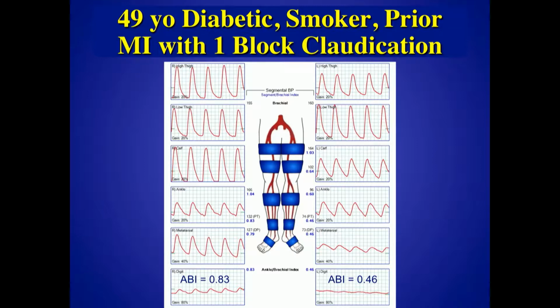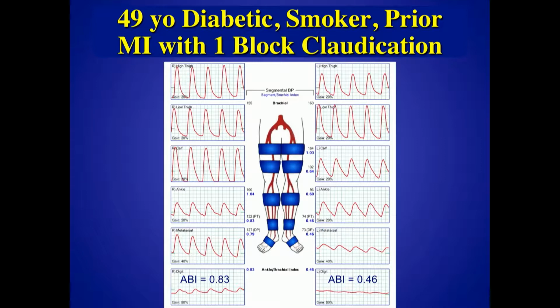Our strategy is, if this is a normal test, then there's really little reason to do a duplex examination unless the patient truly has claudication, in which case they should be exercised and rescanned. Patients who have structural and functional obstructive disease will have an abnormal study, as is the case here. So here's a 49-year-old diabetic, smoker, history of MI, a great history for atherosclerosis, and one block claudication.